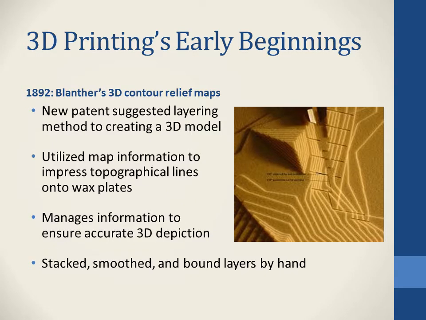Then, as early as 1892, J.E. Blanther, in his patent Manufacture of Contour Relief Maps, suggested a layering method to modeling. This process utilized map information to impress topographical lines onto wax plates, then stacked and smoothed the sections together to create the model.